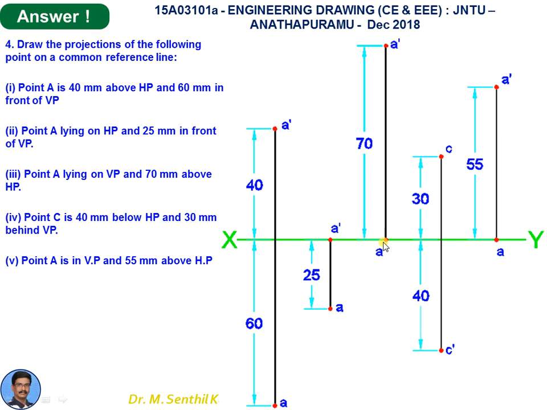Third problem, point in VP or on VP and 70 above HP, A dash is 70 above XY. Fourth problem, point C, 40 below, C dash is 40 below XY, below HP or below XY, and 30 mm behind VP. Point A is in VP and 55 above HP. So this is the answer. So each subdivision carries 2 marks or 4 marks.